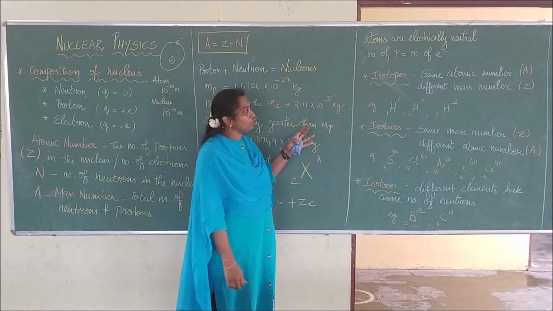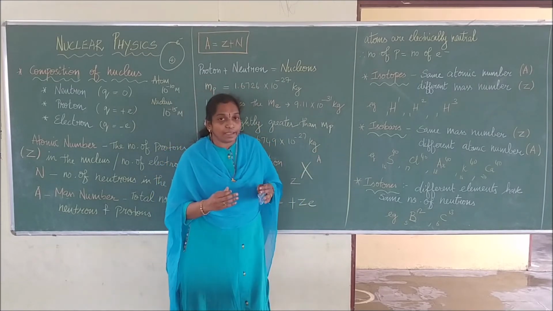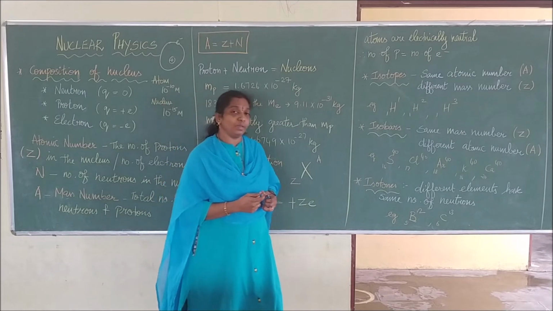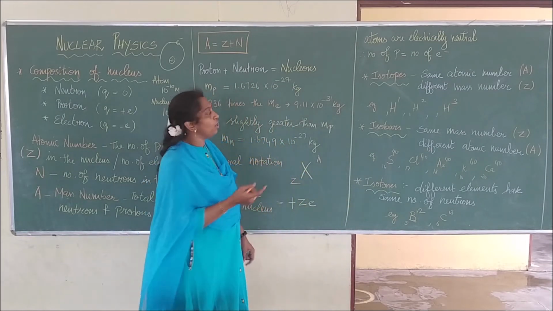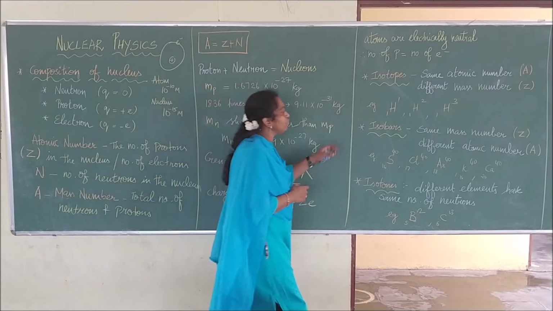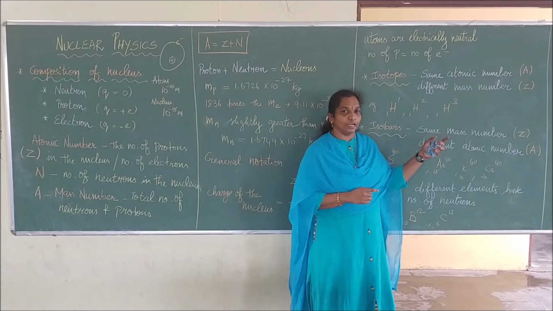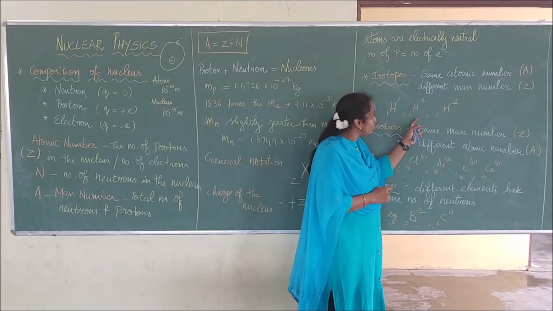What does an isotope stand for? Isotopes are elements having the same atomic number but different mass numbers. Atomic number is Z, and different mass number means different A. For example, if you see this example, you can easily identify it. These are examples of the hydrogen atom: hydrogen, deuterium, and tritium.